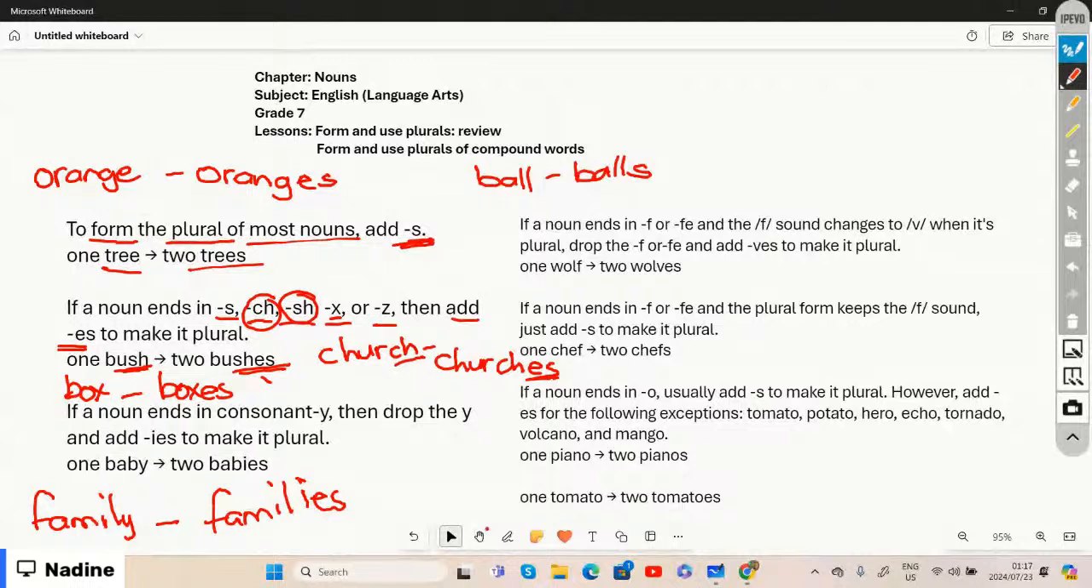All right. And here we have another example. One baby, two babies. And as you can see, the y was removed, the IES is there.